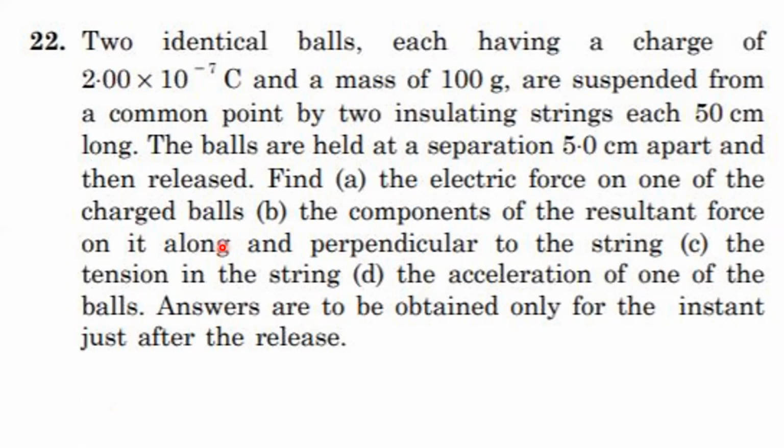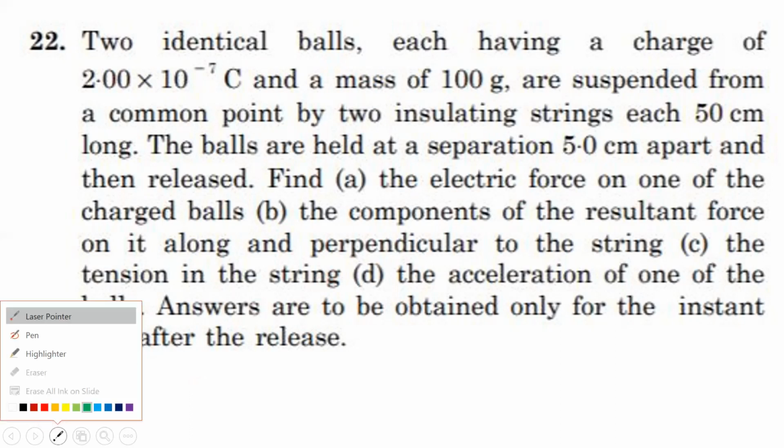Now listen here. Here two identical balls are given, each having charge 2 × 10^-7, and mass is 100 gram. They are suspended from a common point by two insulating strings, each 50 centimeter long. The balls are separated by 5 centimeter. First we have to calculate the electric force on one of the balls. First let us draw the diagram for this question.